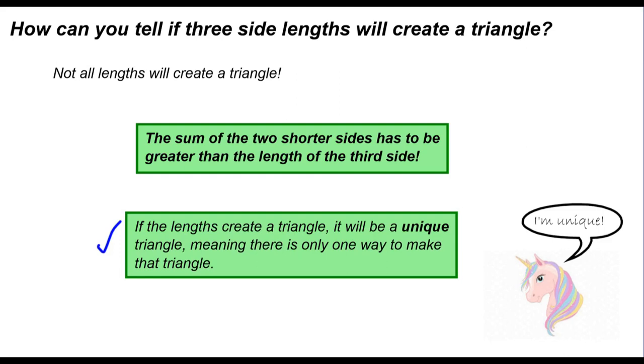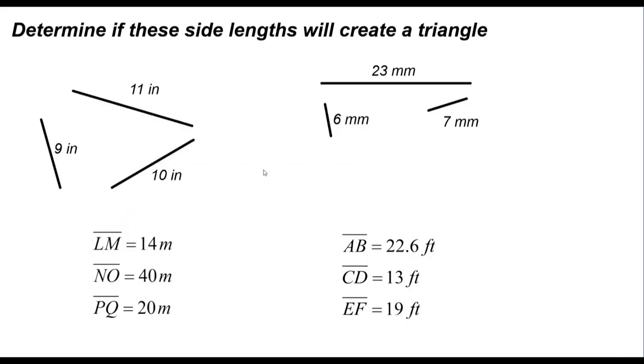So if everybody makes a 6 centimeter, 4 centimeter, and 7 centimeter triangle, they'll all look identical. They will all be congruent triangles, because that's the only way to do it. So you will create a unique triangle if you have those measurements. So let's determine if these side lengths will create a triangle.